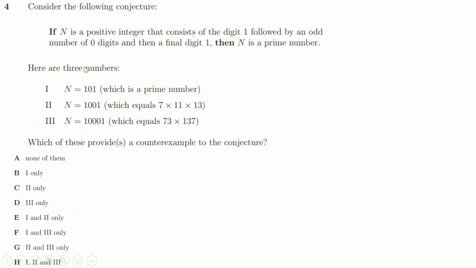Number 4, if n is a positive integer, okay, let's read this carefully, that consists of the digit 1, so all of these consist of the digit 1, followed by an odd number of 0 digits.